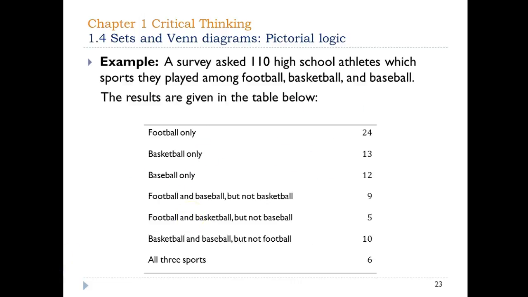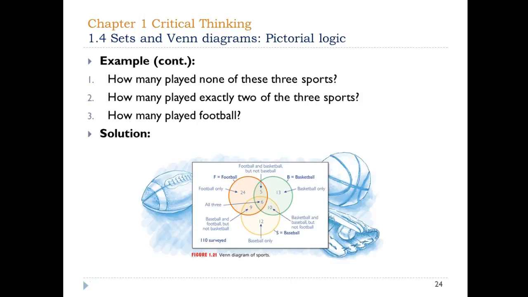A survey asked 110 high school athletes which sports they played among football, basketball, and baseball. The results are given in the table below. So we can fill in the Venn diagram here with the 3 sets. We have football, basketball, and baseball. How many played none of these 3 sports? How many played exactly 2 of 3 sports? How many played football?